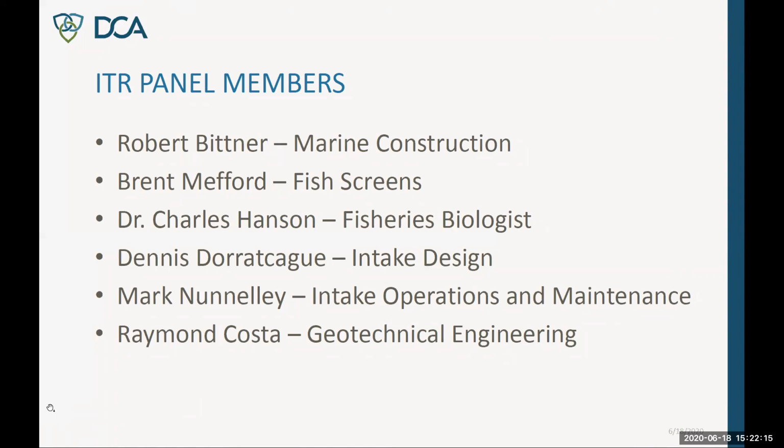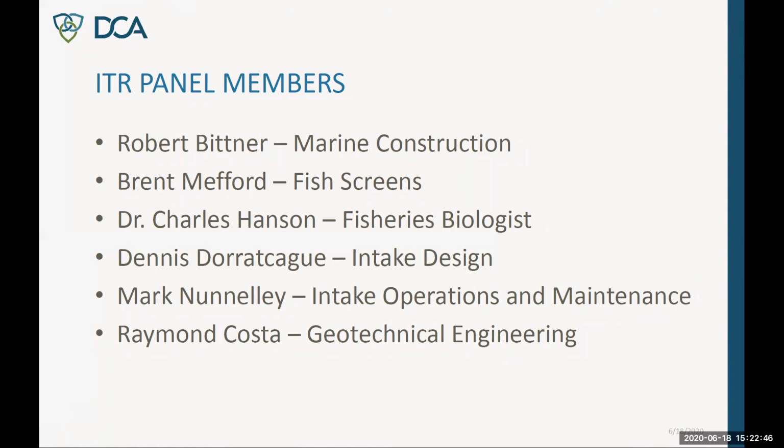He's been around, even on some of the intakes I've worked on, for decades, so quite a bit of experience. Dennis Duratzog is a retired consulting engineer working in intake design. Again, I've been around projects. I've never met Dennis directly, but we've conversed on the phone and been involved in several projects together. I was hoping to get the opportunity here, but in COVID, we did it the same way we're doing this meeting. We got to interact that way.